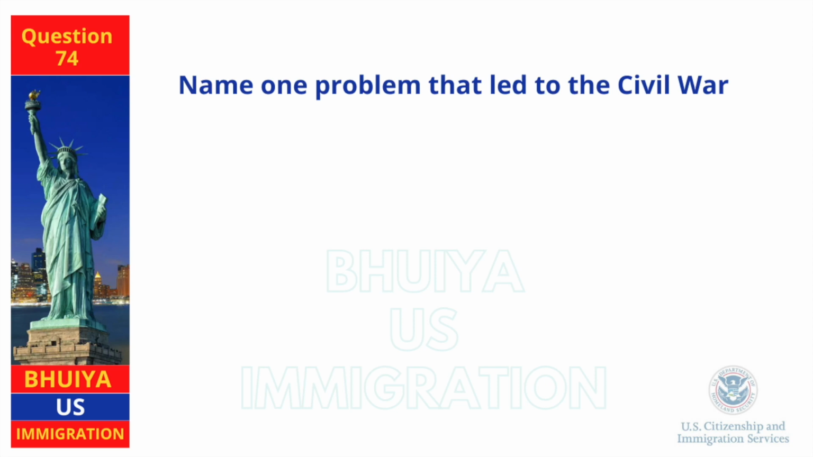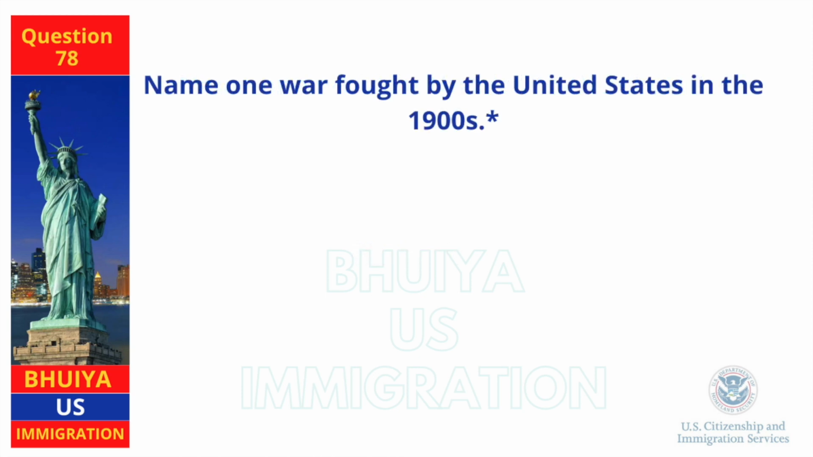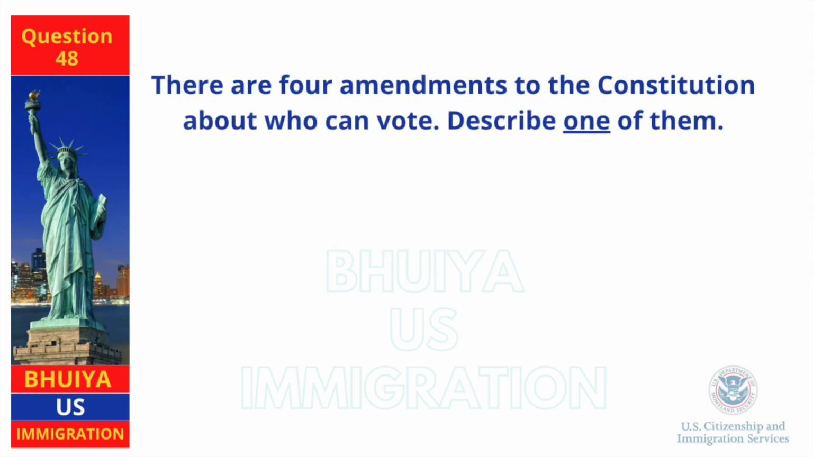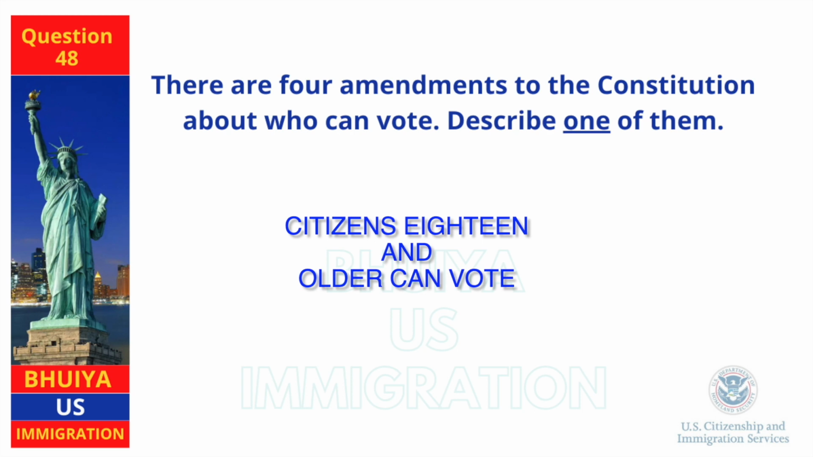Name one problem that led to the Civil War. Slavery. Name one war fought by the United States in the 1900s. World War I. There are four amendments to the Constitution about who can vote. Describe one of them. Citizens 18 and older can vote.